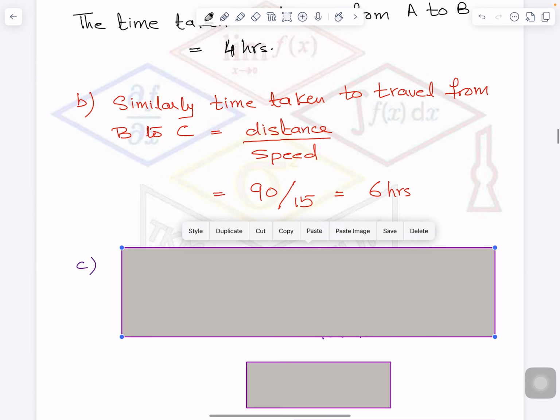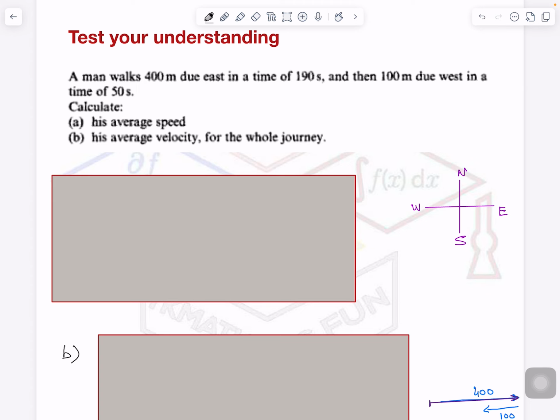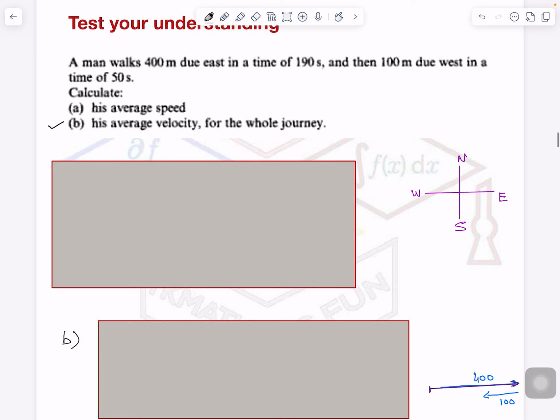Now it is your time. You can put the video on pause and solve this question. The only extra thing is to calculate average velocity also. Right? So now I have drawn the diagram here, east, west, north, south. So the man is going towards east first and then he is coming to the west. Means first he was going like this and then he was coming like this. So I'm showing you the answer. You can put the video on pause and solve the question and then check your answer with my working. Okay.